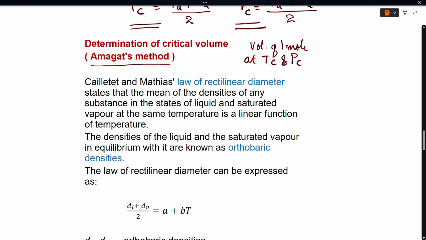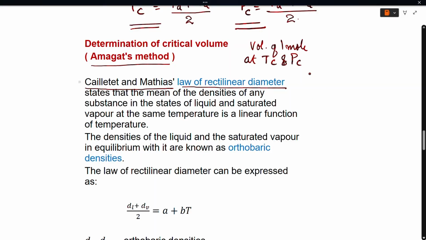Now Amagat's method is based on a principle known as Cailletet and Mathias' law of rectilinear diameters. What does it say? Now before going to that, I will just clarify some more things. Suppose you have a vessel which contains a liquid and a gas in equilibrium, or you can say that that is the saturated vapor above the liquid.